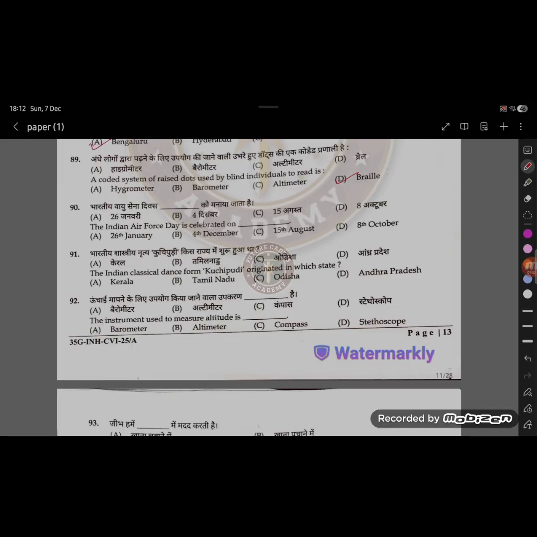Question number 90 asks about the Indian Air Force Day celebration, and we all know that it is the 8th of October when we celebrate Indian Air Force Day. Question 91 is about the Indian classical dance from Kuchipudi. The Kuchipudi belongs to our state, Andhra Pradesh.